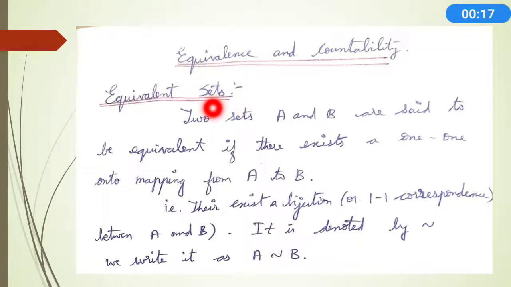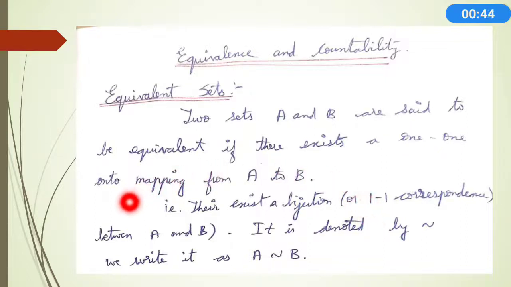From the very name itself, we can guess that we are going to see something about relation with sets. So, to define an equivalent set, we need two sets. Two sets A and B are said to be equivalent if there exists a one-to-one onto mapping from A to B. That is, there exists a bijection or one-to-one correspondence.